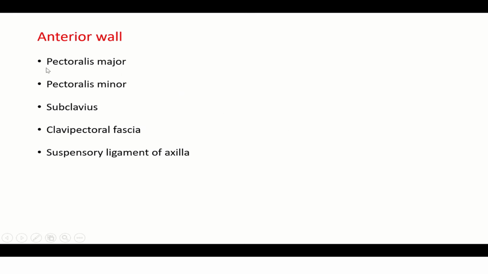Anterior wall is formed by pectoralis major, pectoralis minor, subclavius and clavipectoral fascia, and suspensory ligament of axilla. All these will be structures below the pectoralis major. If you remember the diagram of clavipectoral fascia, from above onwards it includes the subclavius, then clavipectoral fascia, then pectoralis minor. From the lower part of pectoralis minor, it becomes suspensory ligament of axilla.